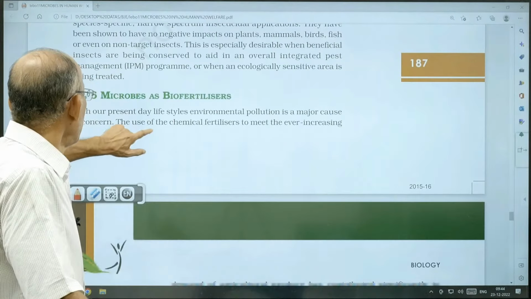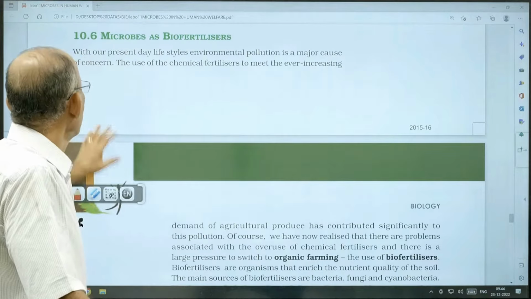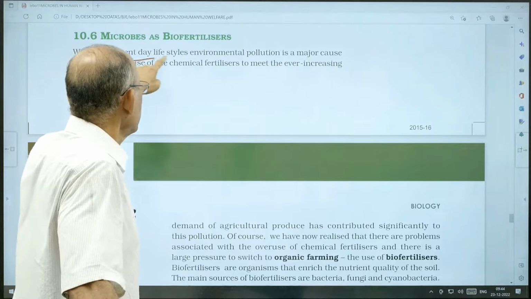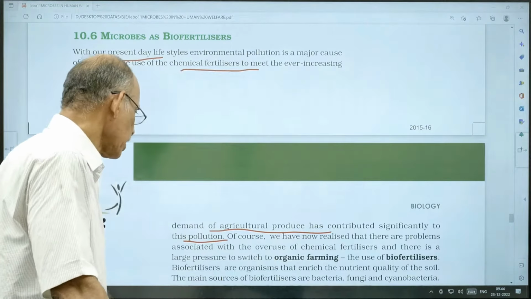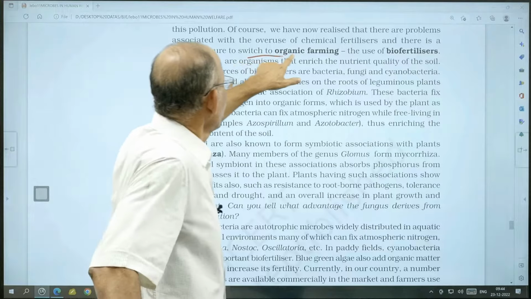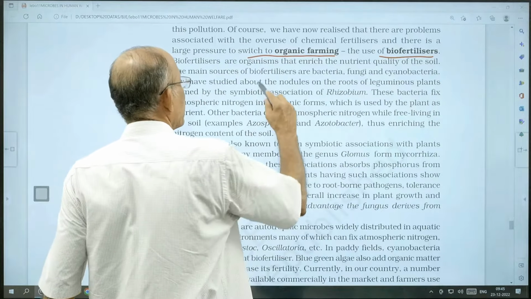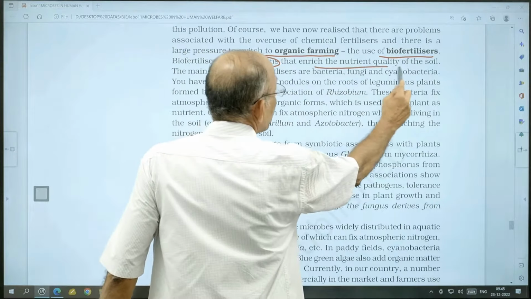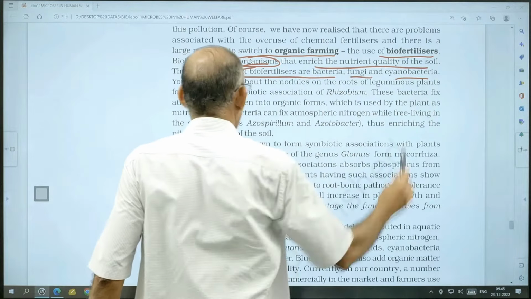Next is microbes as biofertilizers. In present day lifestyle, environmental pollution is a major concern, and chemical fertilizers are increasing and contribute significantly to this pollution. Nowadays we are switching over to organic farming. What is meant by organic farming? It is biofertilizers. And what are biofertilizers? They are organisms, not chemicals, that enrich the nutrient quality of the soil. The main sources of biofertilizers are bacteria, fungi, and cyanobacteria.